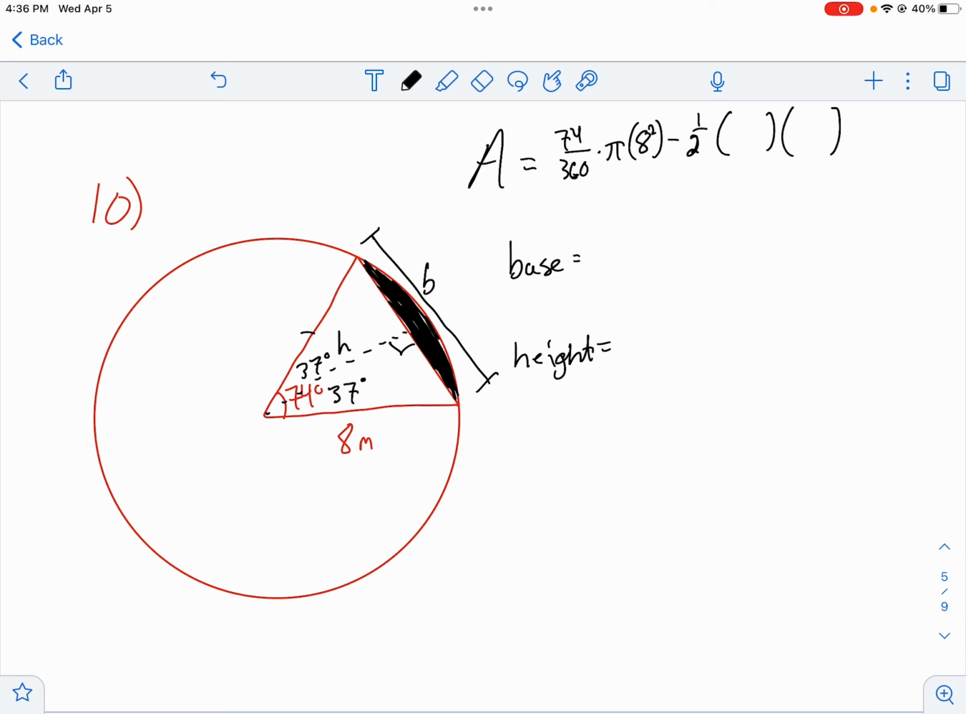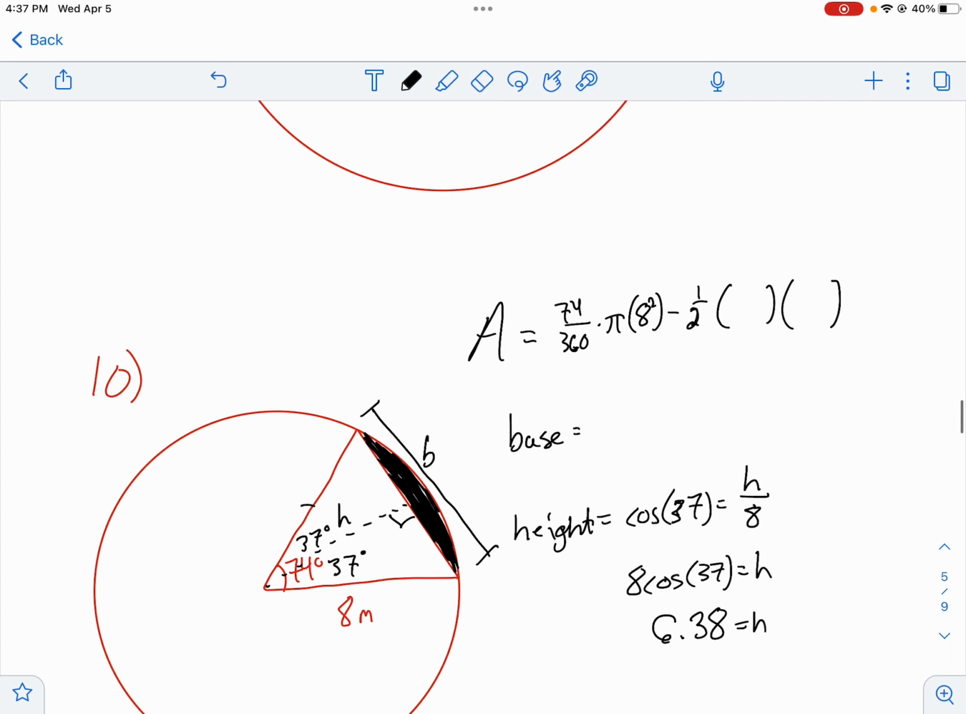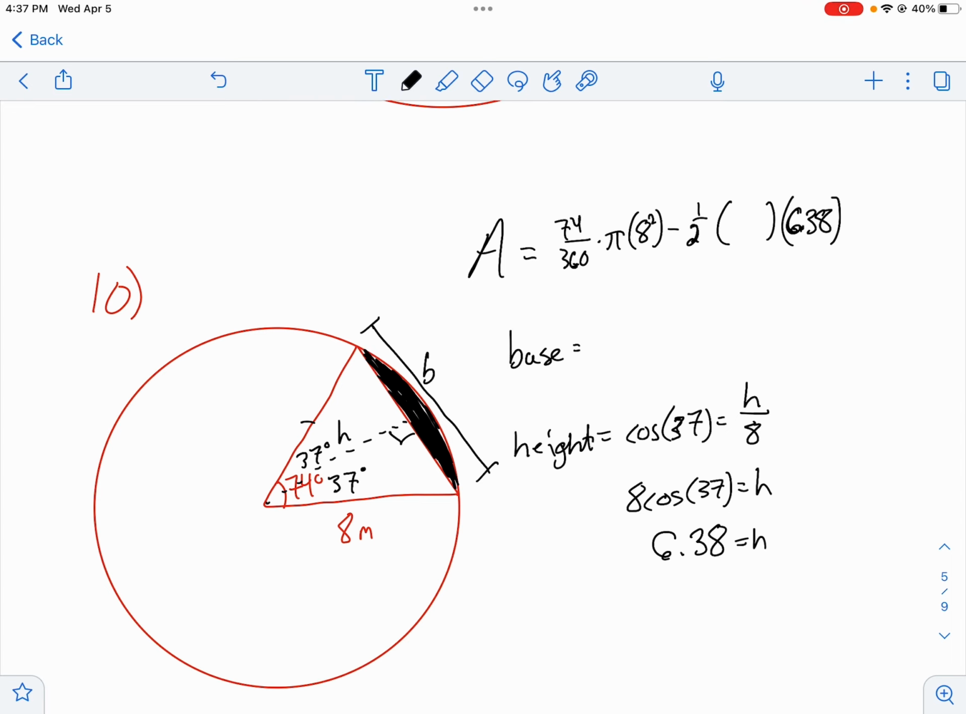So if I want to find my height, I need to use a trig function, right? I need to use the hypotenuse, which is 8, and my adjacent side, which is h. So cosine of 37 is equal to adjacent over hypotenuse. So 8 cosine 37 is my height. My height is 6.38. So base times height. I'll be multiplying that by my base.